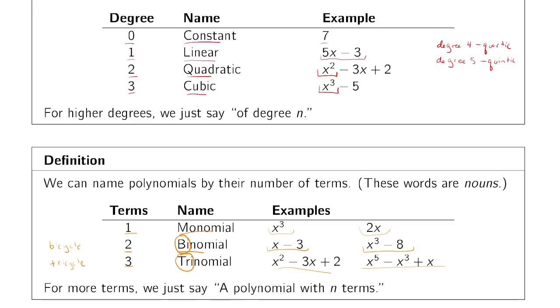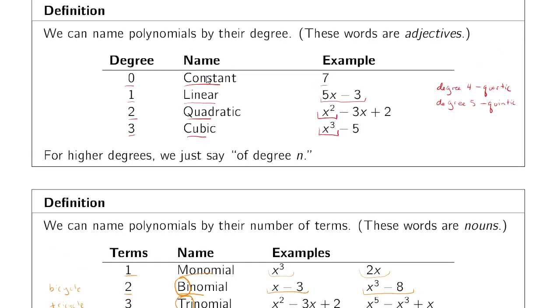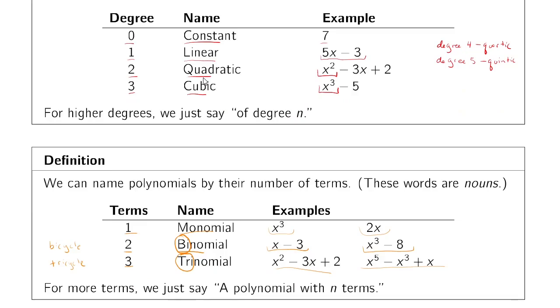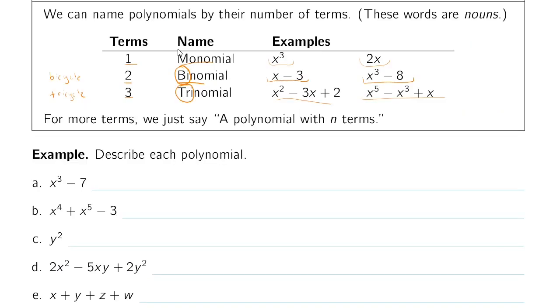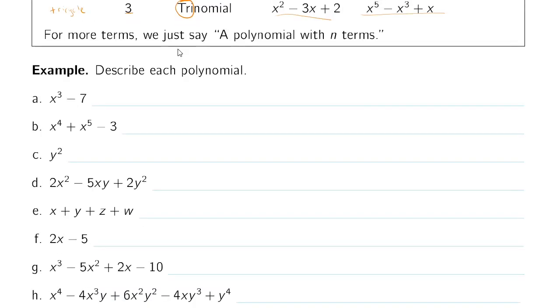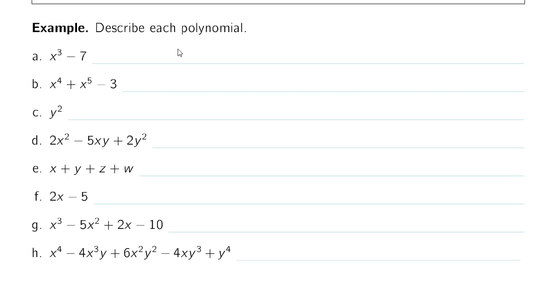Parts of speech. The descriptions of the degree of the polynomial are treated as adjectives. So we don't have a cubic, we have a cubic polynomial. The descriptions for numbers of terms are treated as nouns. So we don't have a binomial polynomial, we just have a binomial. Let's use this vocabulary to describe some polynomials.